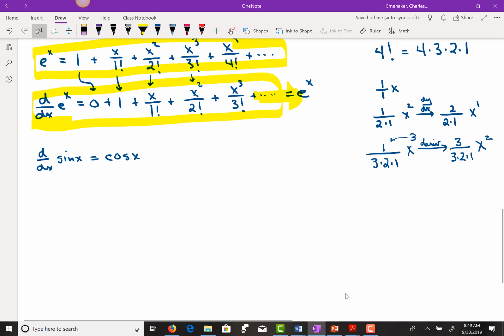The other derivative, the derivative of cosine. Now be careful. People mess this up. It's negative sine of x. There's a negative there. The derivative of sine is cosine. No negatives involved. The derivative of cosine is negative sine. A negative involved.